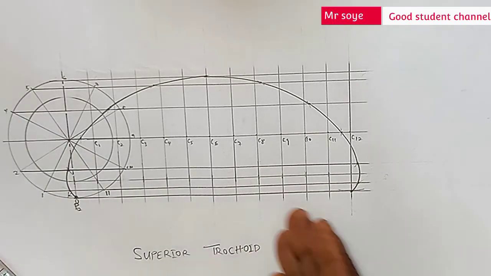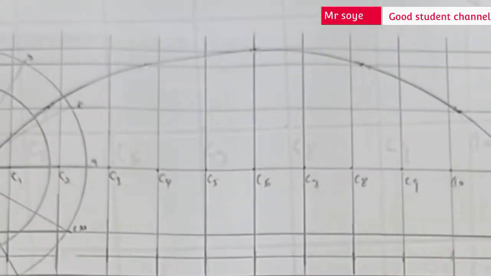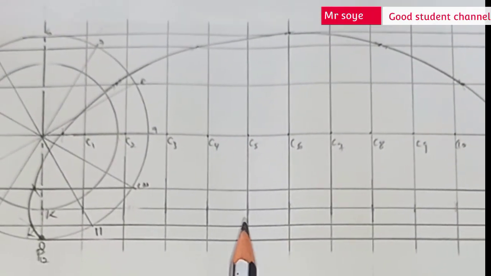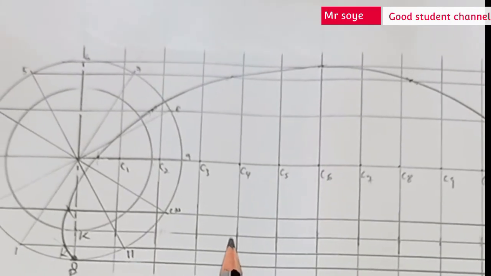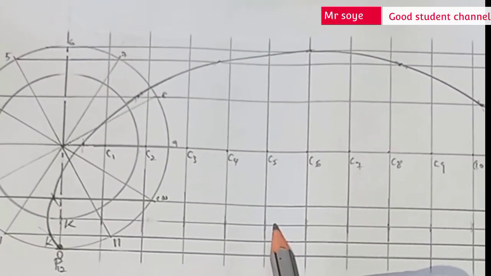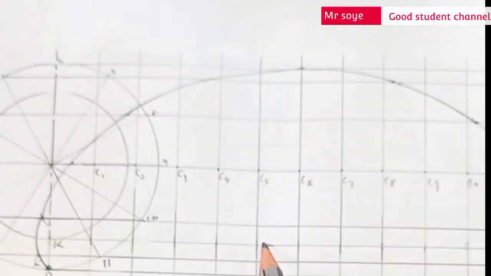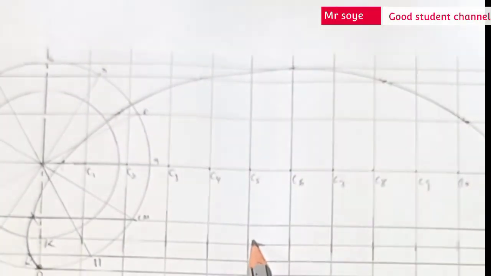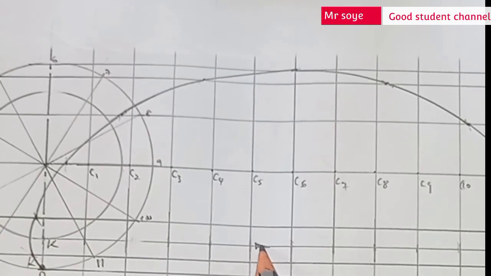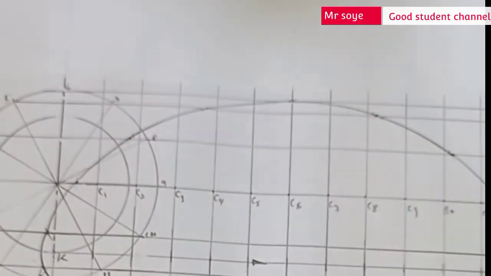Let's move to question 3b. Alright, please take note that the rolling cycle is rolling towards this direction. So you can indicate it on the baseline that this is the direction.